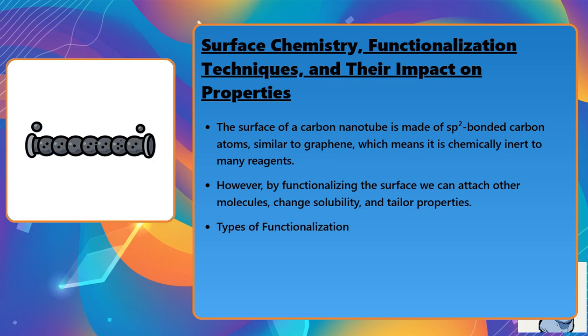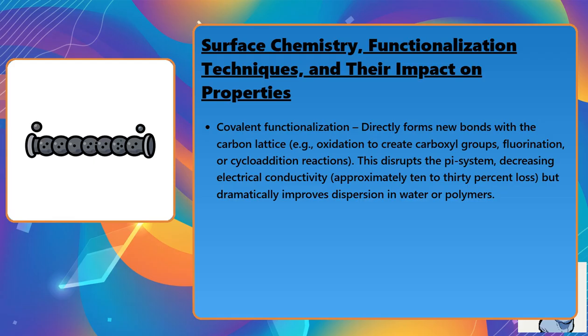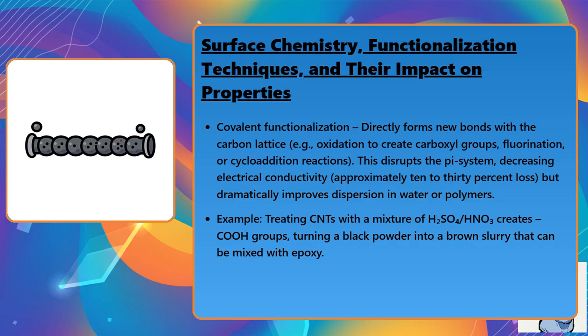Types of functionalization. Covalent functionalization directly forms new bonds with the carbon lattice, for example, oxidation to create carboxyl groups, fluorination, or cycloaddition reactions. This disrupts the pi system, decreasing electrical conductivity, approximately 10 to 30% loss, but dramatically improves dispersion in water or polymers. Example, treating CNTs with a mixture of H2SO4/HNO3 creates carboxyl groups, turning a black powder into a brown slurry that can be mixed with epoxy.